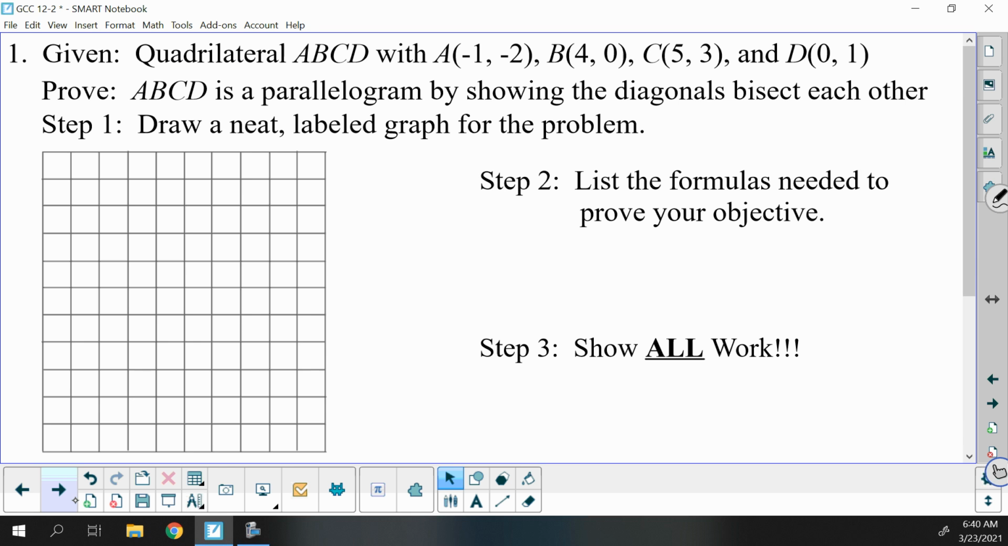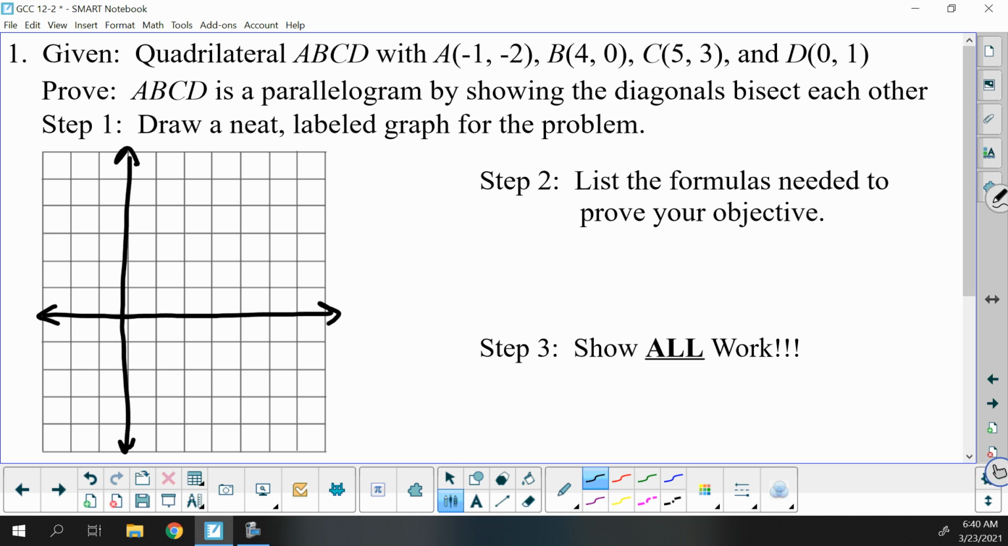So one of the big ones that we can do with midpoint is show that diagonals bisect each other. So if we look at our points here, we need to make sure that we have some room to plot that 5, 3. And we don't go that far to the left. So I'm going to draw my y-axis there. So we got -1, -2 for A, 4, 0 for B, 5, 3 for C, and 0, 1 for D.